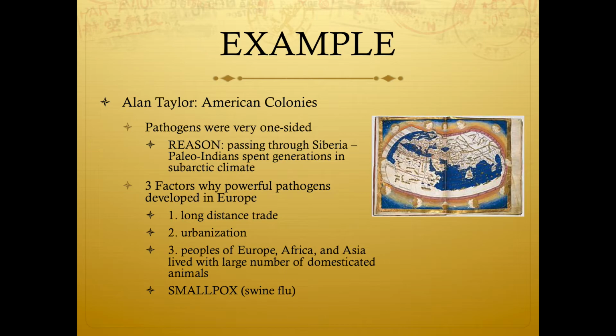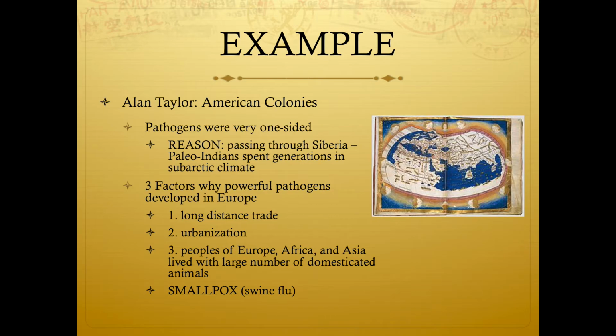But why did the Europeans develop such terrible diseases? Well, Alan Taylor talks about three basic reasons. Long-distance trade. Europeans were trading with Asia, with Africa, with India, and so that brought them in contact with a lot of people and began to pass diseases back and forth. Urbanization. Europeans began to pack themselves into these cities mostly made of wood, with very poor water systems, no waste management to speak of, which just led to bacteria and diseases.